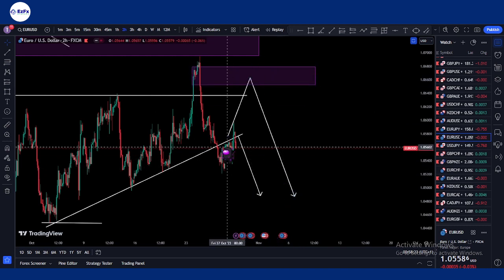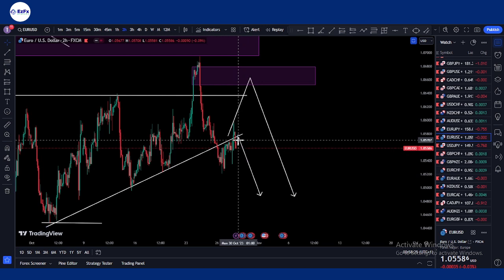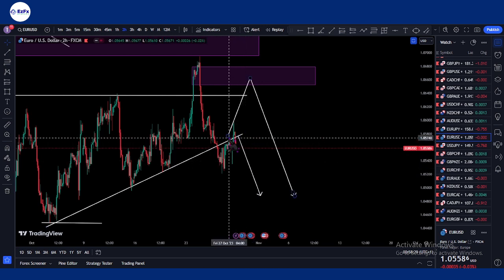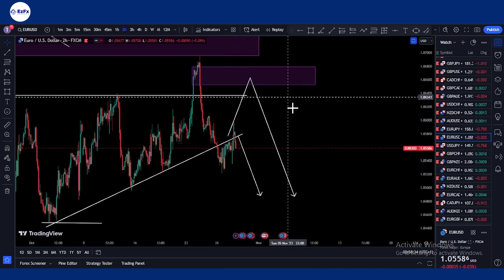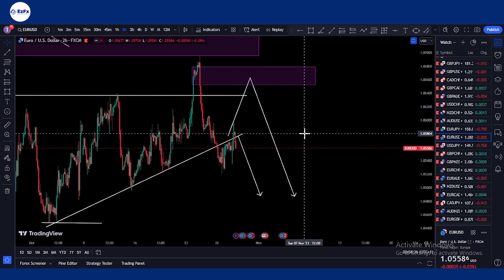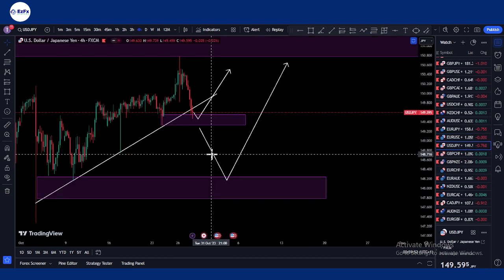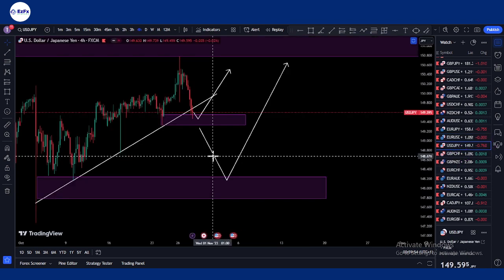So one of two scenarios: either we have a break and retest scenario and immediately the market opens, we just get to see price fall from there, or we get to see price still push up a bit into this zone, and then we get to see that sell movement. In whatever case, I'll be watching out for more confirmations on the lower time frames before taking any of these trades. So finally for the night, we'll be looking at USD JPY.